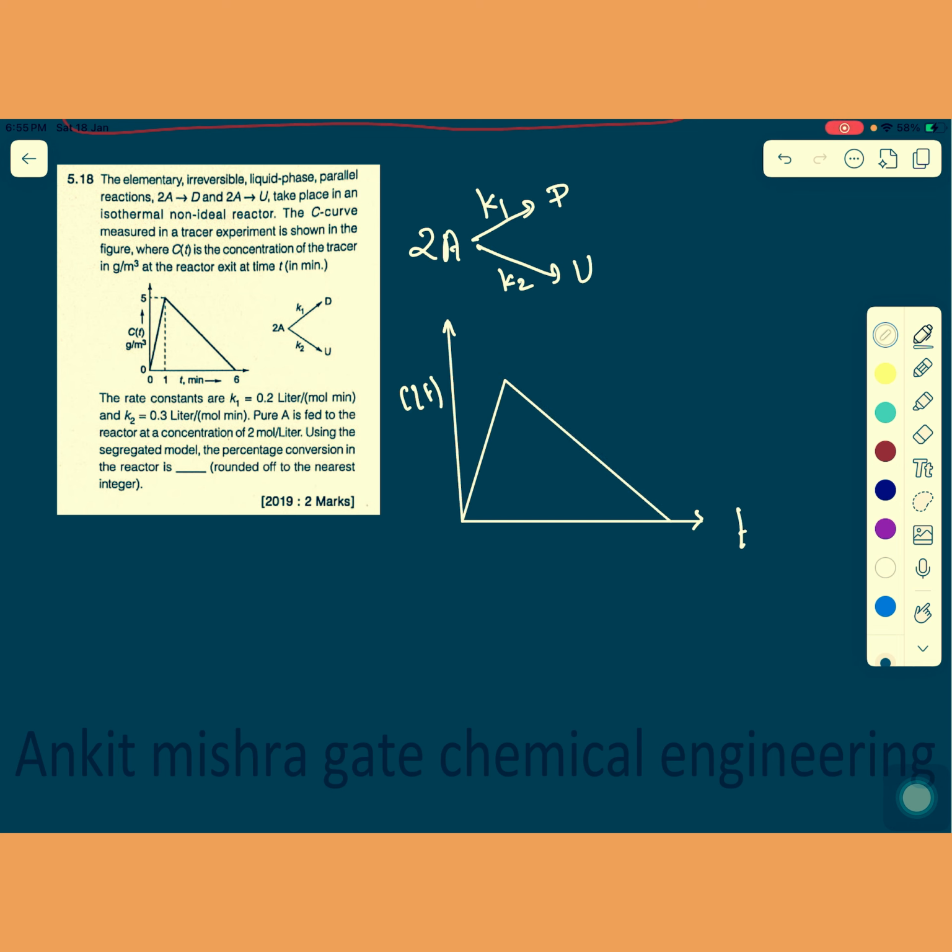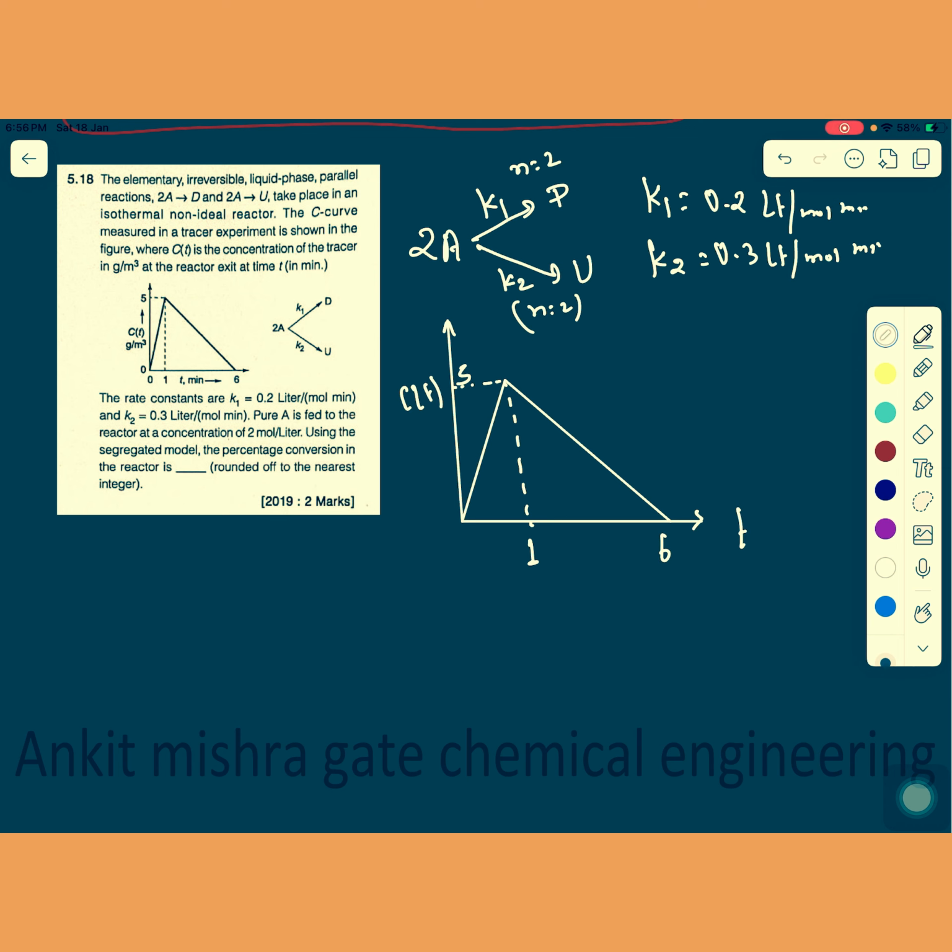Okay, and at this particular point you will see this one is 1, and this value has been given to you, that is the 5. And 0 to 1, and this value is 6. The rate constants are given: K1 is 0.2 liter per mole minute, and again K2 is 0.3 liter per mole minute. So I think this is a second order reaction, right? Both of these reactions have n equals 2, second order reactions.